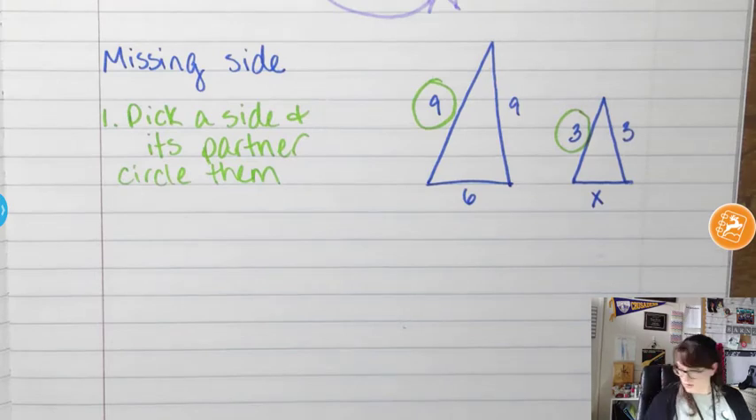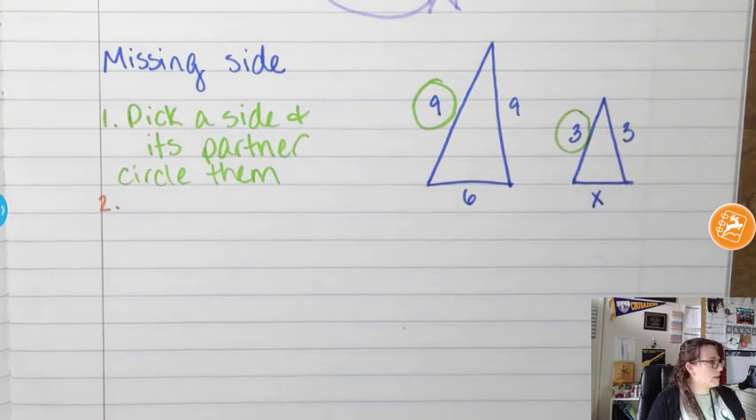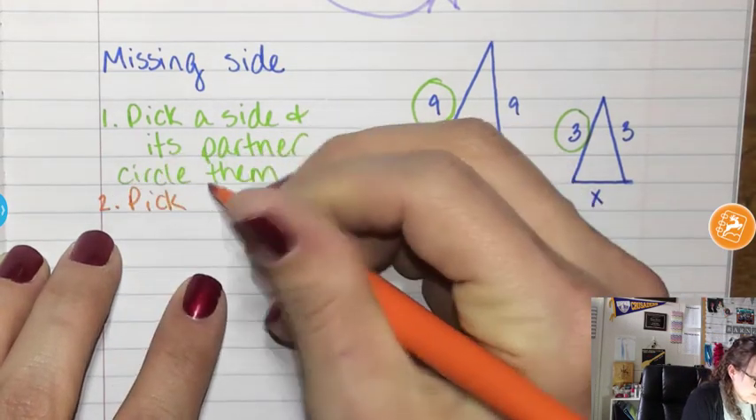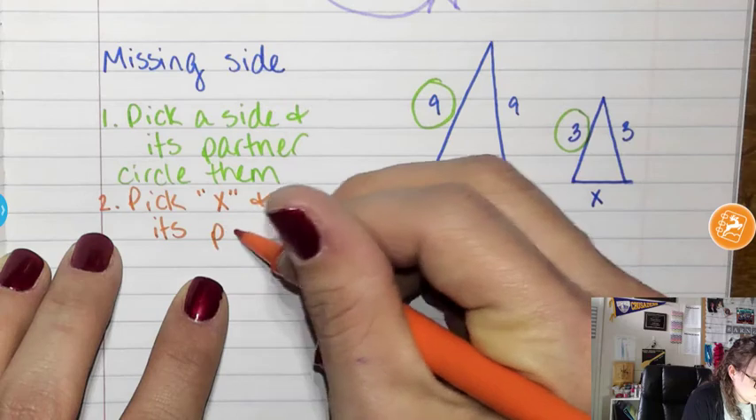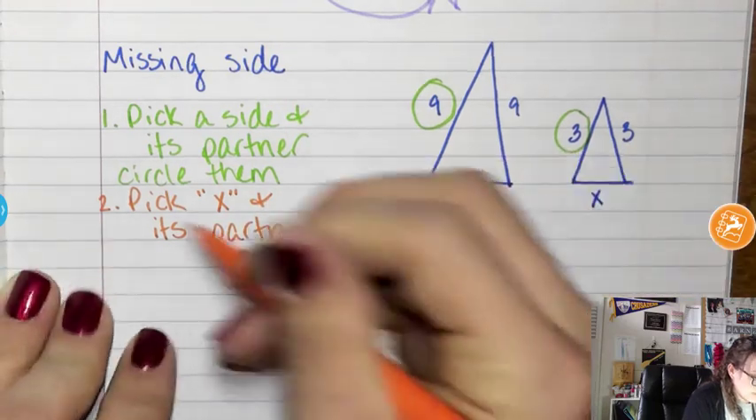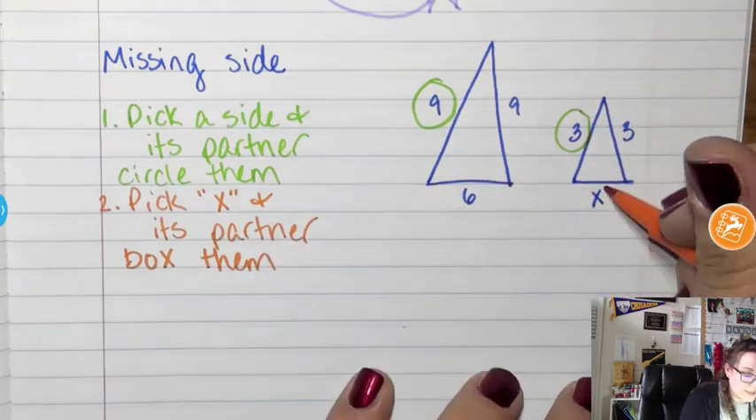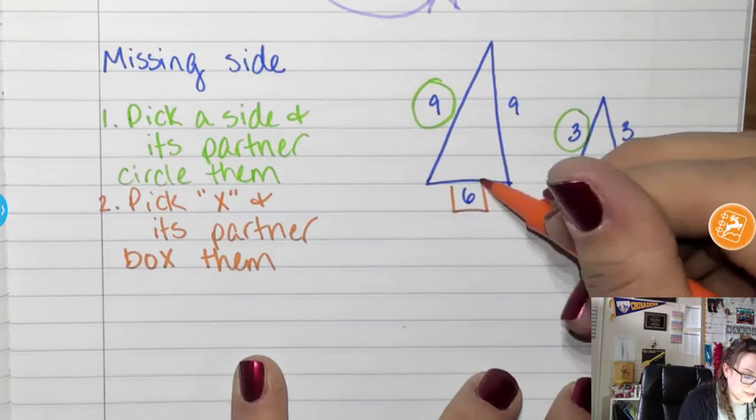Second step. You have to pick the pair that the X is in. So you're going to pick the X and its partner, and we're going to box them. So here's X, put a box around X. X goes with 6, put a box around 6.